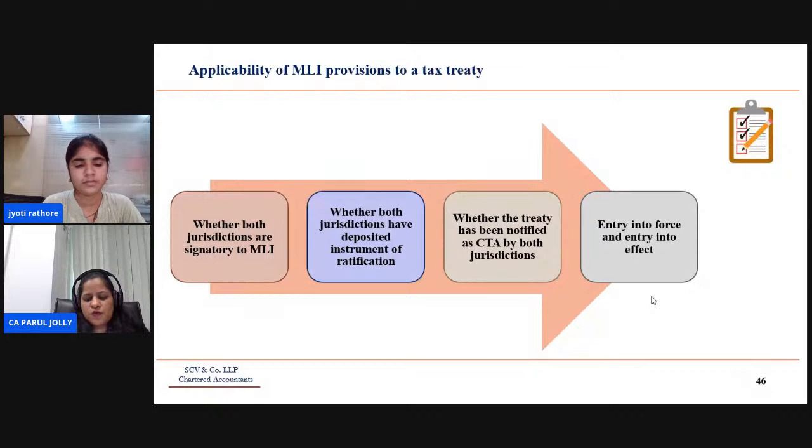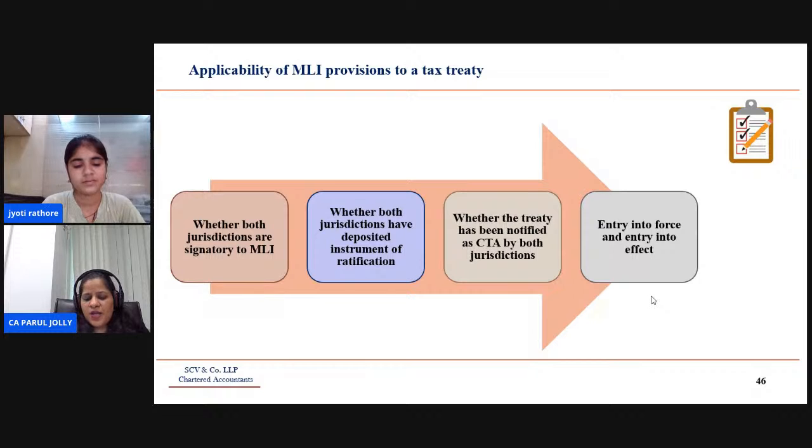For India, it was 1st of October 2019. For Indonesia, it was 1st of August 2020. So the later of the two is 1st of August 2020. So entry into effect for India would be the next financial year. Basically, the law says taxable period. So for India, it's the financial year immediately after the later of the date of entry into force, which will be 1st of April 2021. But for Indonesia, since it follows the calendar year, it is 1st of January 2021.